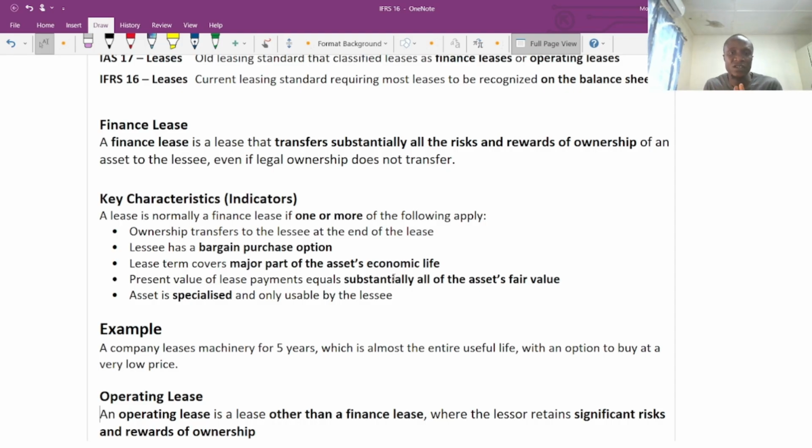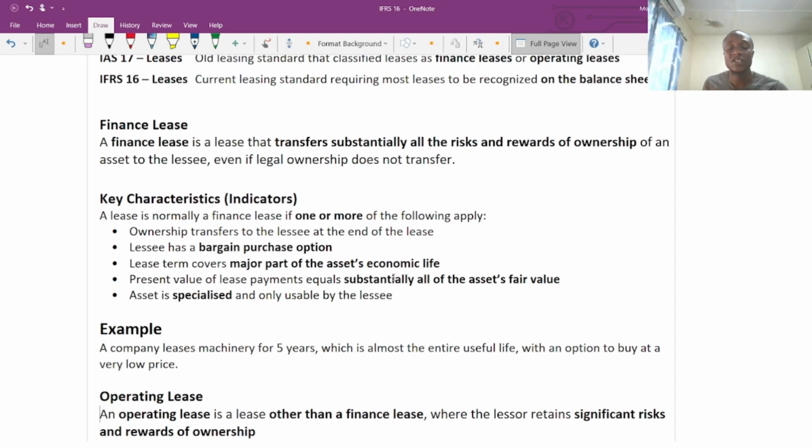The present value of the lease payments equals substantially all of the asset's fair value. When we calculate the lessee accounting, we look at the amount that we are going to debit as the right-of-use asset and what we are going to credit as the lease liability. Another indicator: the asset is specialized and only usable by the lessee. Very simple. If the asset is a unique asset, then automatically we can classify that particular lease as a finance lease.